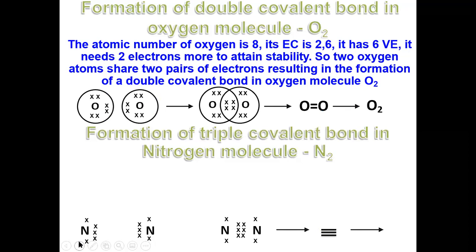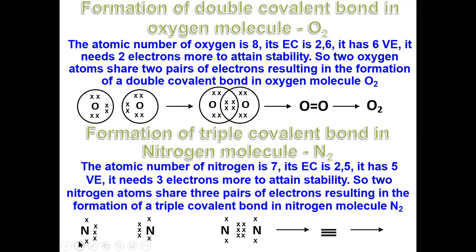Now we will discuss the formation of a triple covalent bond in the nitrogen molecule, that is N2. The atomic number of nitrogen is 7. Its electronic configuration is 2,5. So in the outermost orbit of nitrogen, 5 valence electrons are there. It needs 3 more electrons to attain stability. So two nitrogen atoms share 3 pairs of electrons, resulting in the formation of a triple covalent bond in the nitrogen molecule.